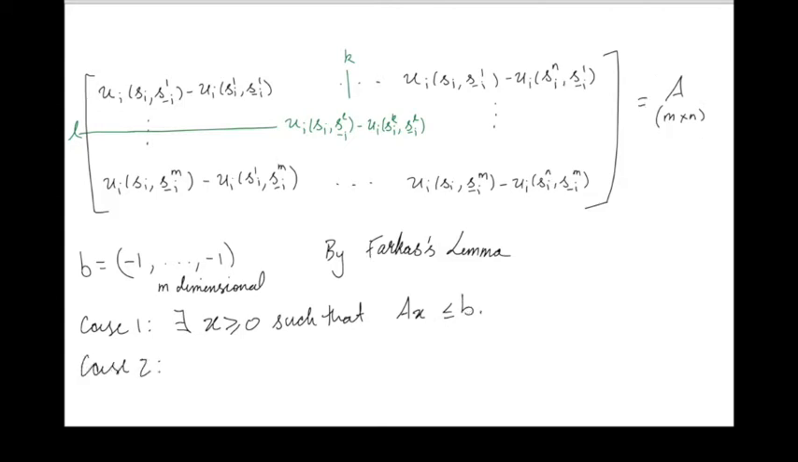The second case is there's a y. Again, y is going to be, in this case, an m-dimensional vector of non-negative numbers, such that yA is non-negative and yb is strictly less than 0. Farkas' lemma tells us that only one of these two could be true. In the first case, I'm going to show you how you can use x to create a strategy that dominates s_i. In the second case, I'll show you how you can use y to create a belief such that s_i is a best response to that belief. Again, just to reiterate, Farkas' lemma says that exactly one of these two cases holds. Both can't hold, but one of them holds.